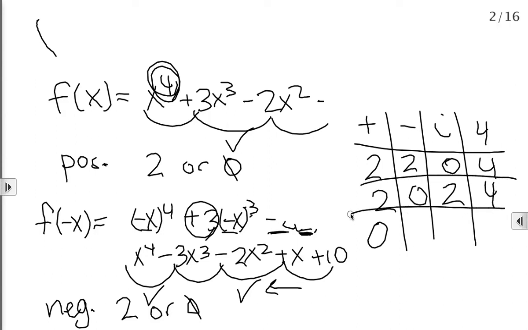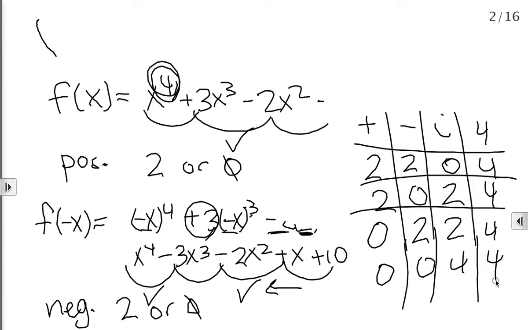If I have 0 positives, that means I could have 2 negatives, and that means I would have 2 imaginaries. Or I can have 0 of both, the whole thing being imaginary, which means I'm left with 4 imaginary solutions. So listing my solutions, I could have 4, 2, or no imaginary solutions.